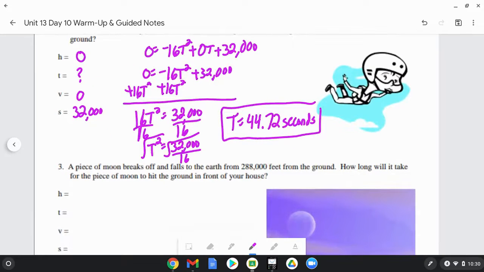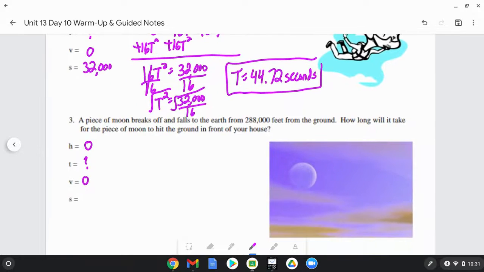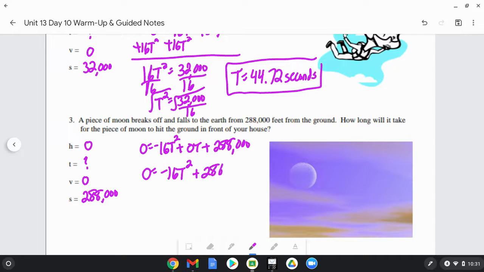All right, number 3. It talks about a piece of moon. Oh, it's way up there. Falls from 288,000 feet. How long will it take for the piece of moon to hit the ground? Okay, so my ending height is 0. My time, I don't know. It wasn't thrown, so it's 0 for your velocity. And your starting height is 288,000. So now we have 0 equals negative 16t squared plus 0t plus 288,000.